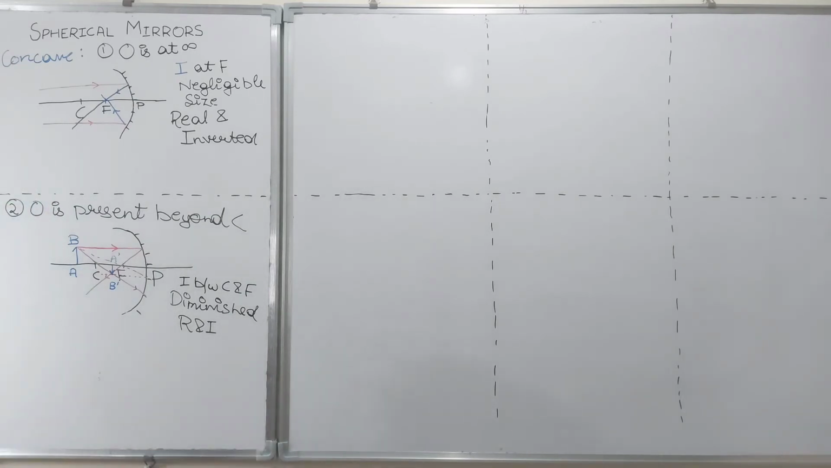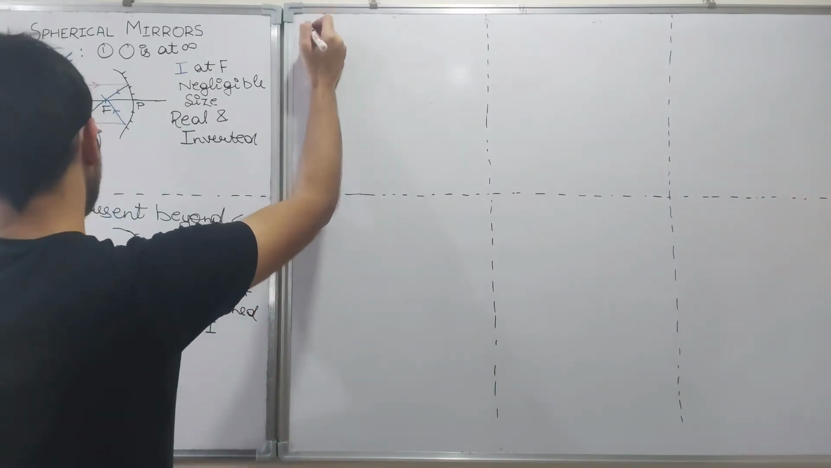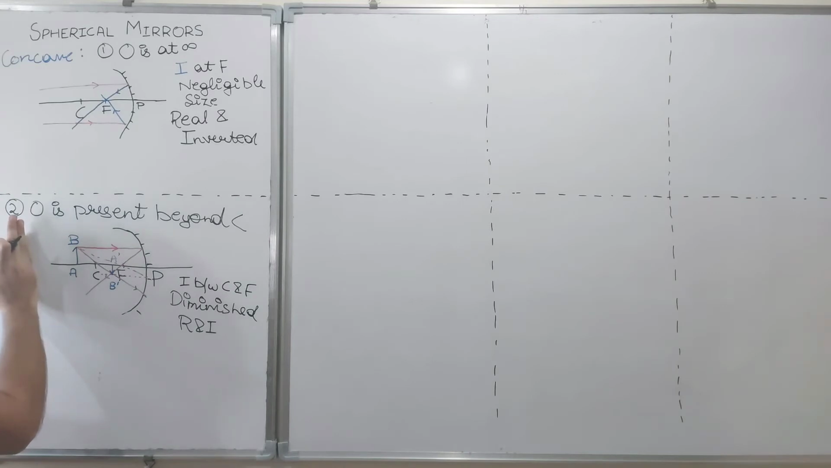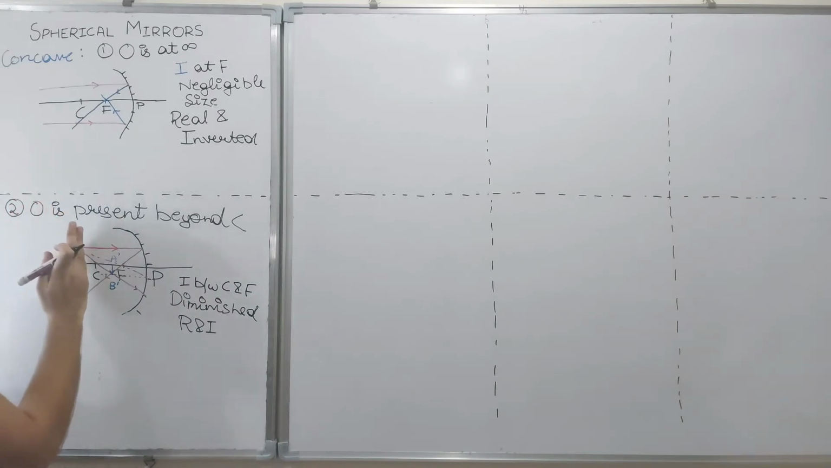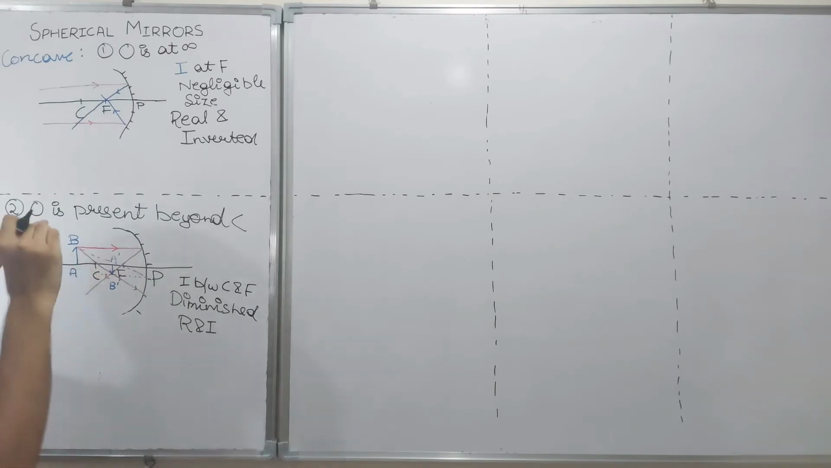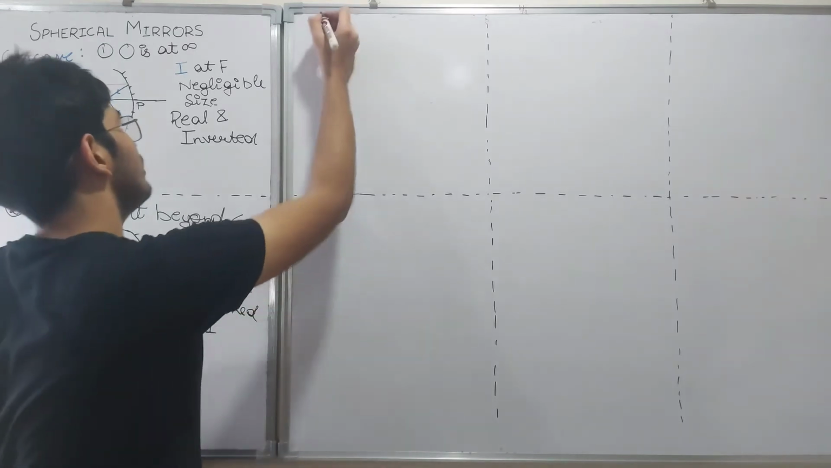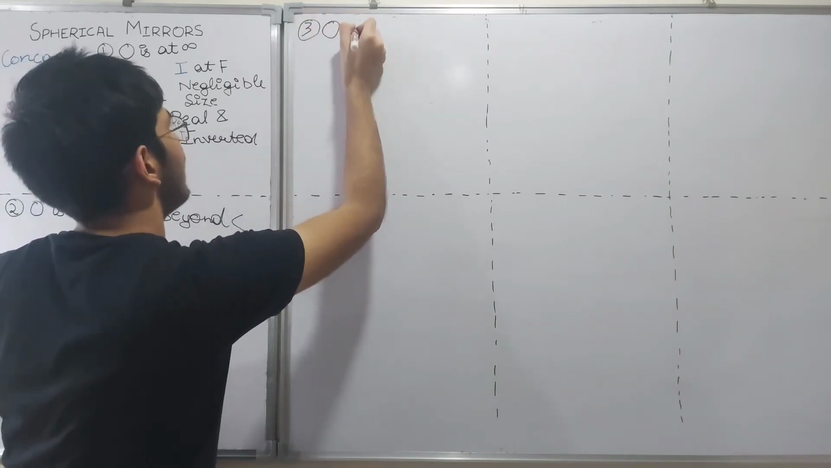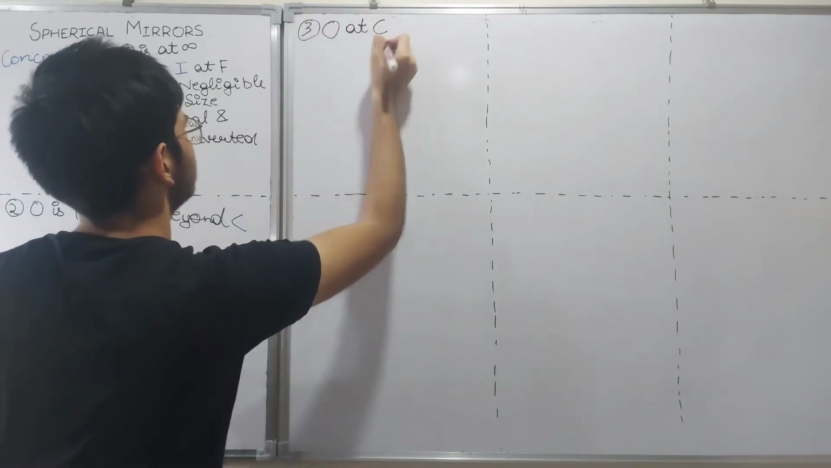Now where will the other object we are taking be present? See what we are going to do. We first kept the object somewhere over here, then we kept the object somewhere over here. Now we will move further ahead and place this particular object at the center of curvature. So the third case is the object present at the center of curvature.